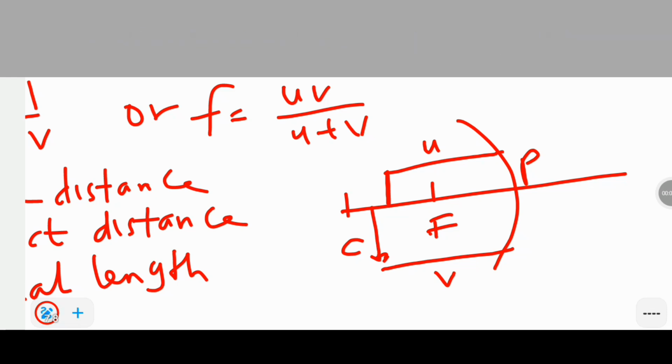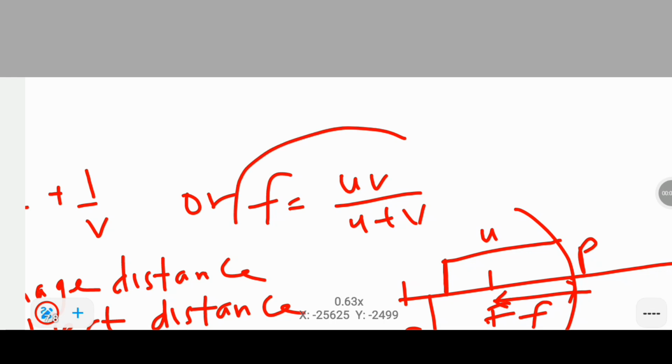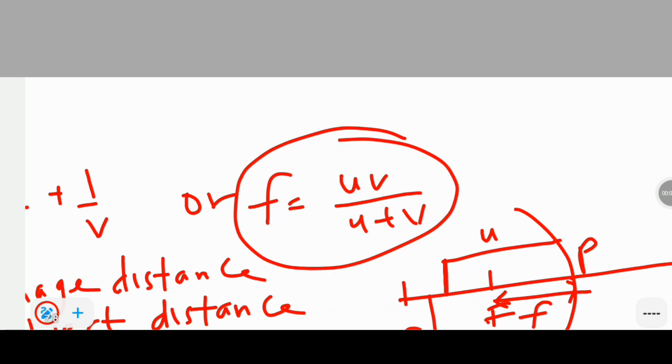Then the focal length is just the distance from the pole, which is the center of the mirror here, to the principal focus, F. Okay, so all you have to do is relate everything into this formula, and you can easily find the respective parameter you're looking for, depending on the question. You need to take note of some other things too.